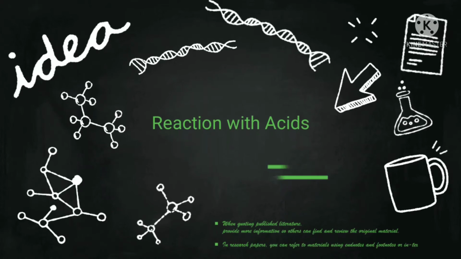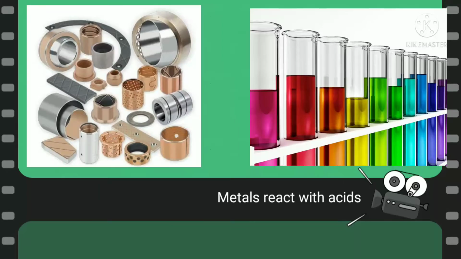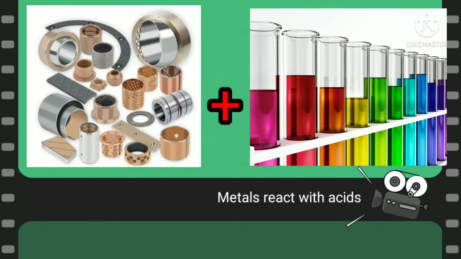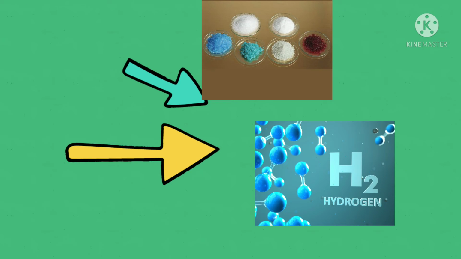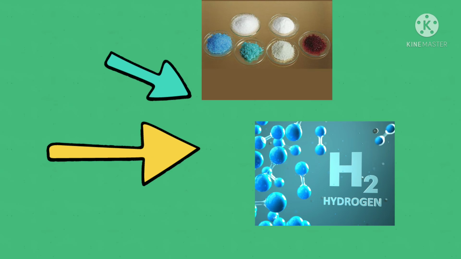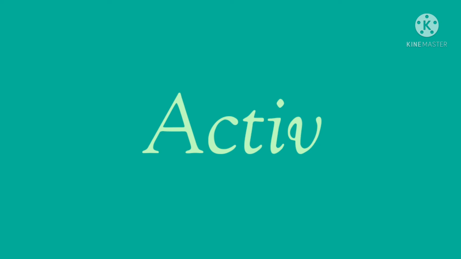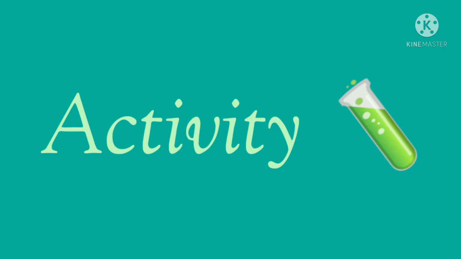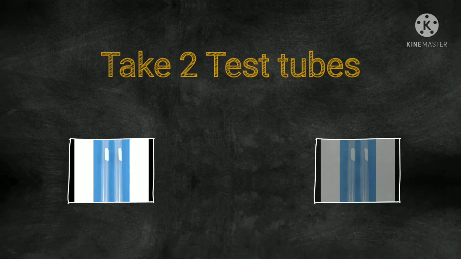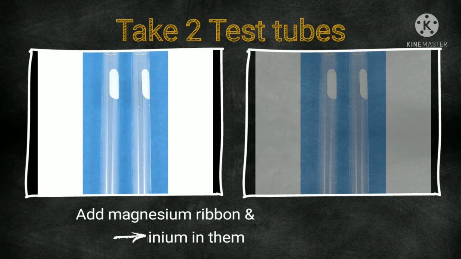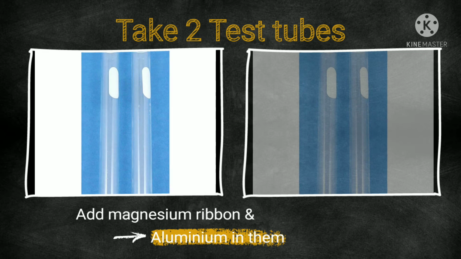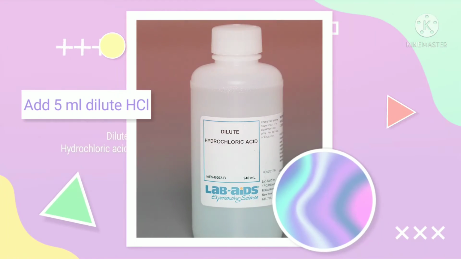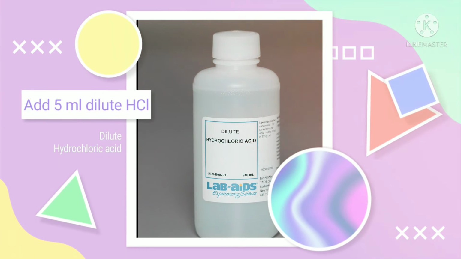Third is reaction with acids. Metals react with acids to form their respective salts and hydrogen gas. Let us perform an activity. For this activity, we will take 2 test tubes, add magnesium ribbon and aluminium in them. After that, add 5 ml of dilute hydrochloric acid.